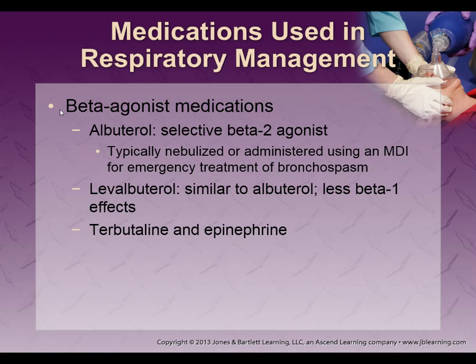Levalbuterol is similar to albuterol, but it has beta 1 effect, so it affects the beta 1 part. Terbutaline and epinephrine are also given. Racemic epinephrine can be given in a breathing treatment. Terbutaline is actually a respiratory medication to help relax the bronchospasms, and that's what it was originally set up to be used for. But if you remember, sometimes we use medications for things that they're not necessarily FDA approved for. One of the things that terbutaline is also used for is preterm labor.